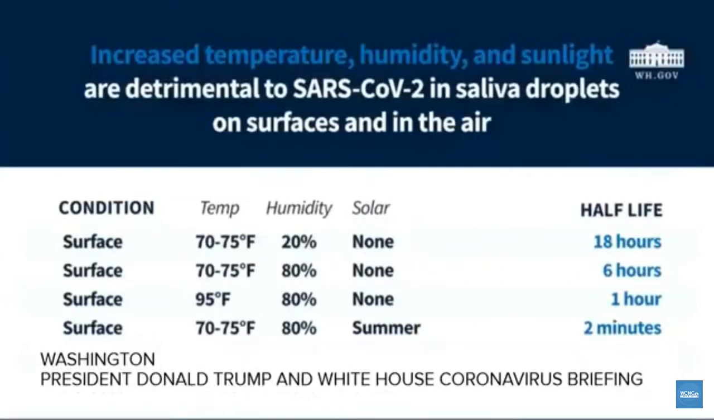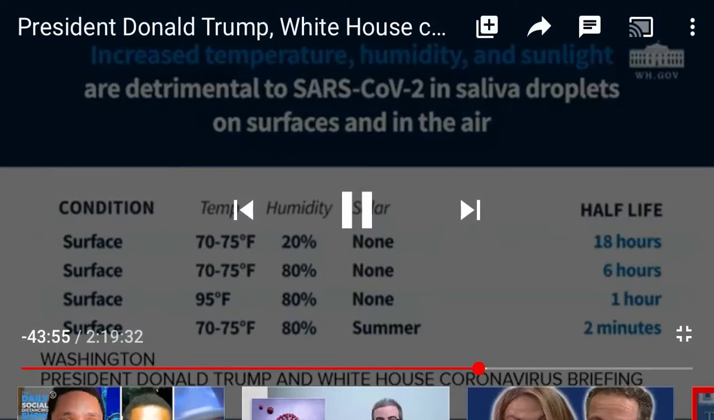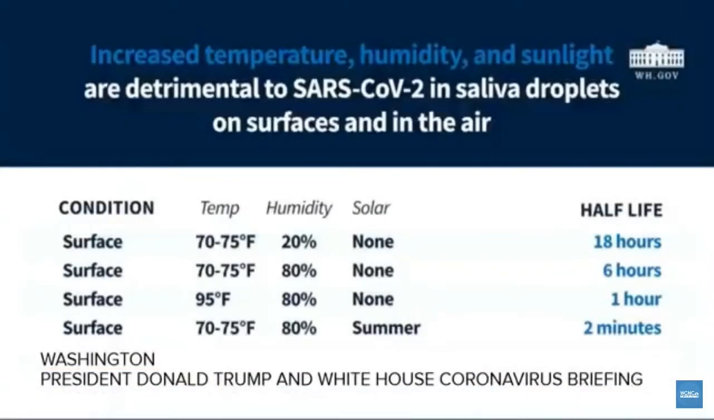If you look at the first three lines, when you see the word surface, we're talking about non-porous surfaces, door handles, stainless steel. And if you look as the temperature increases and as the humidity increases, with no sun involved, you can see how drastically the half-life goes down on that virus. So the virus is dying at a much more rapid pace, just from exposure to higher temperatures and just from exposure to humidity.